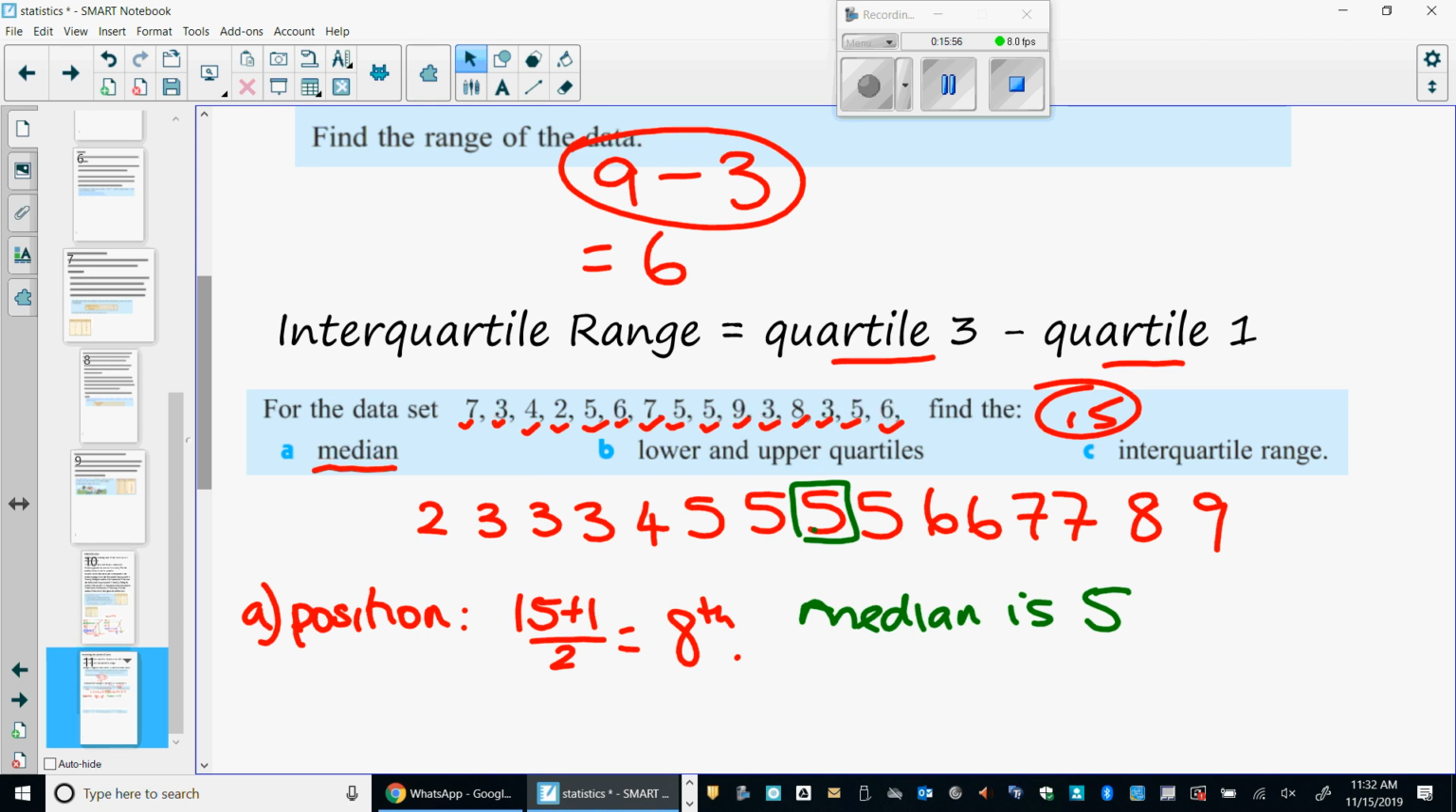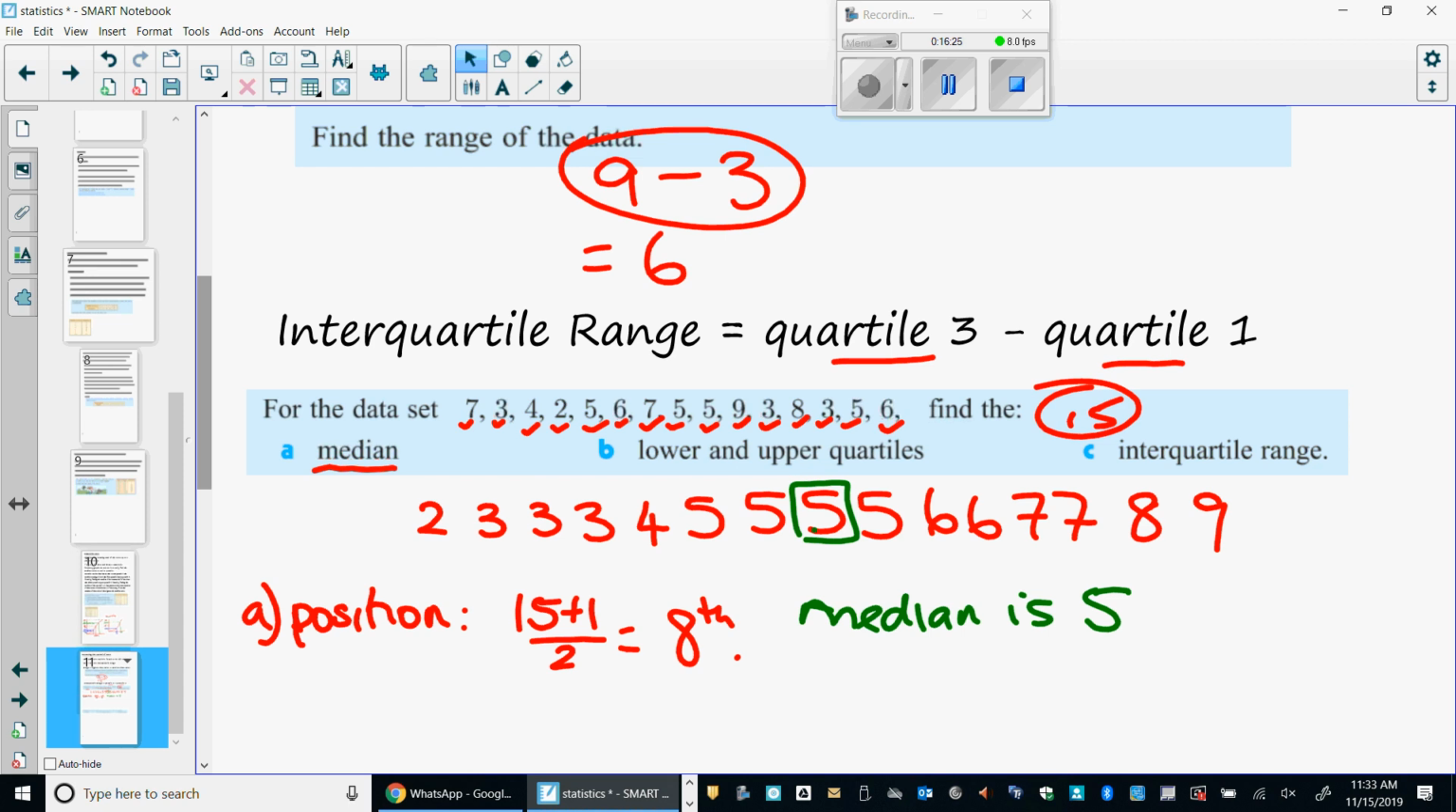Okay. So our median is 5. Now we need to find our quartiles. What did I say quartiles do? They cut the data into quarters, or four pieces. For this set of data, I need to cut it into 4. Now, I've got 15 pieces of data. That doesn't evenly divide into 4. Agreed?